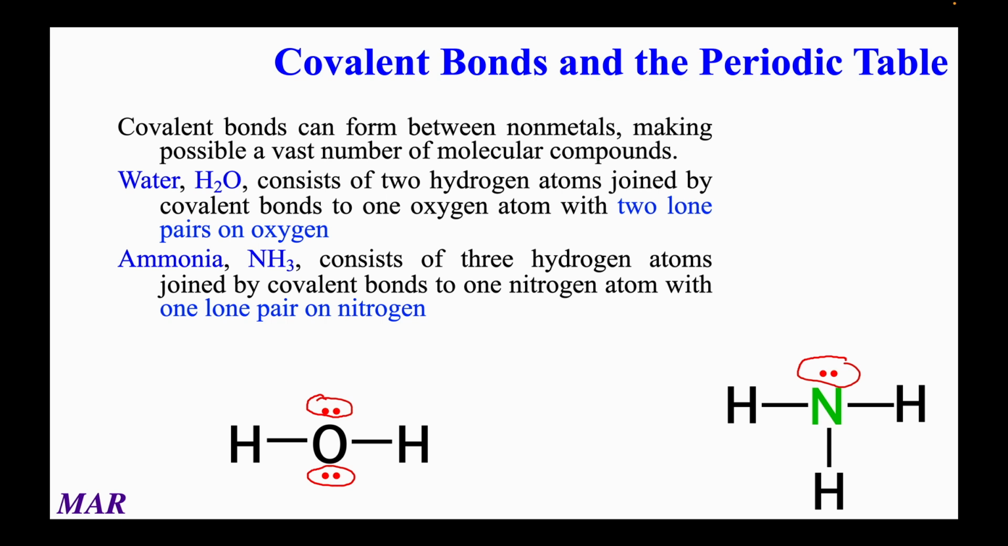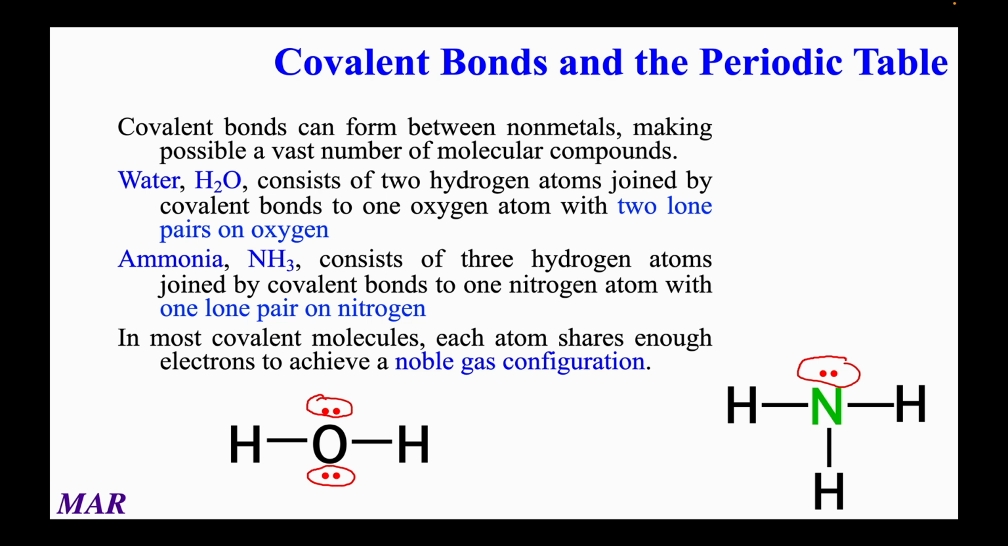So these are examples of Lewis structures. And right away, you can see that the central atom, the oxygen in water or the nitrogen in ammonia, has more electrons around it than hydrogen. And this is the kind of information that you can get out of a good Lewis structure. In most covalent molecules, each atom is sharing enough electrons to create a noble gas configuration. Now again, in a nutshell, noble gases basically mean 8 electrons around them.